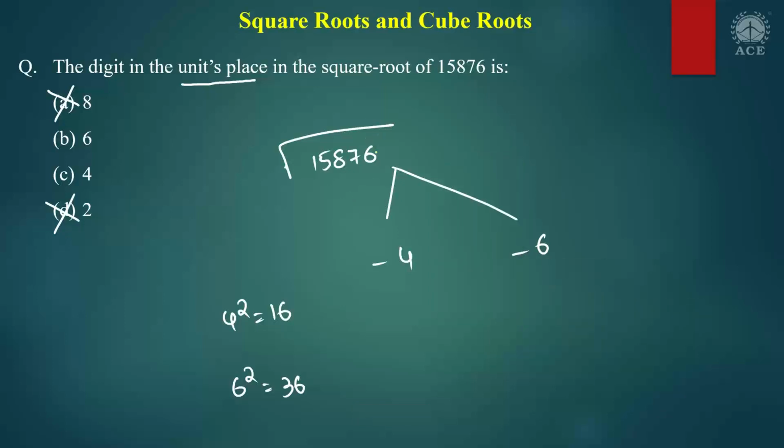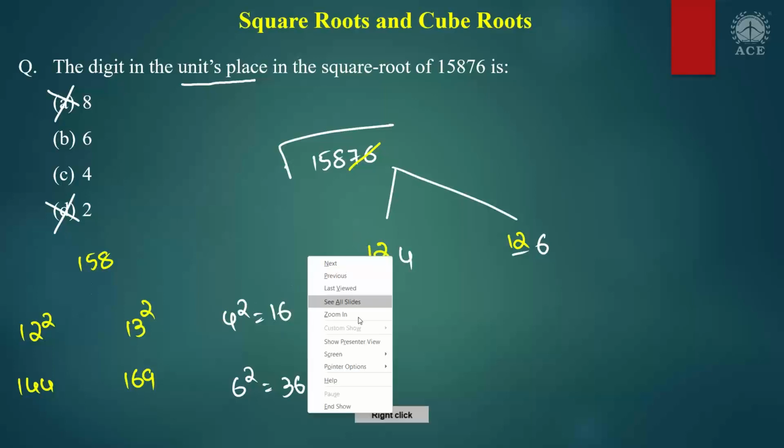Now, these two digits are eliminated. 158 is between which squares? 12 square and 13 square, 144 and 169. So first we should write 12 here. Now you have to decide whether it is 124 or 126. So how to decide? 158 is closer to which one?